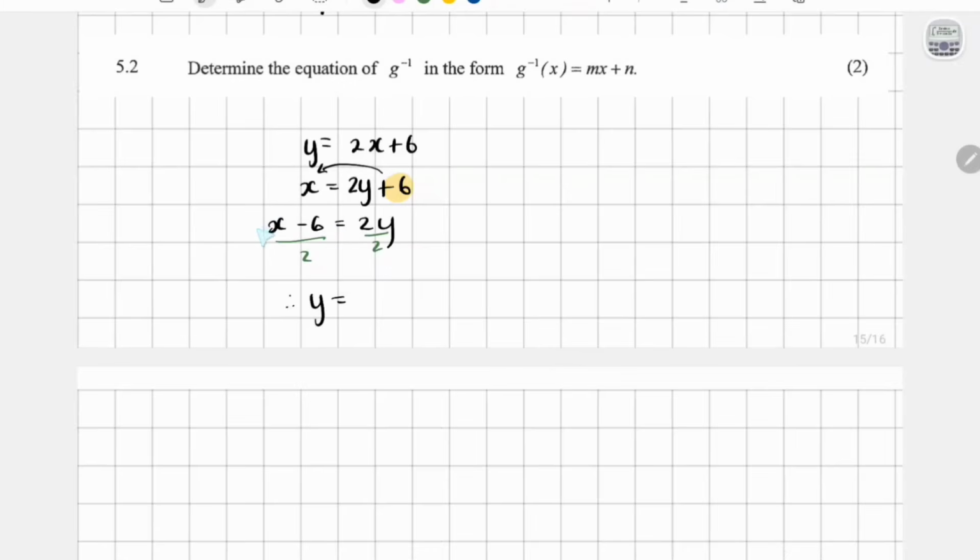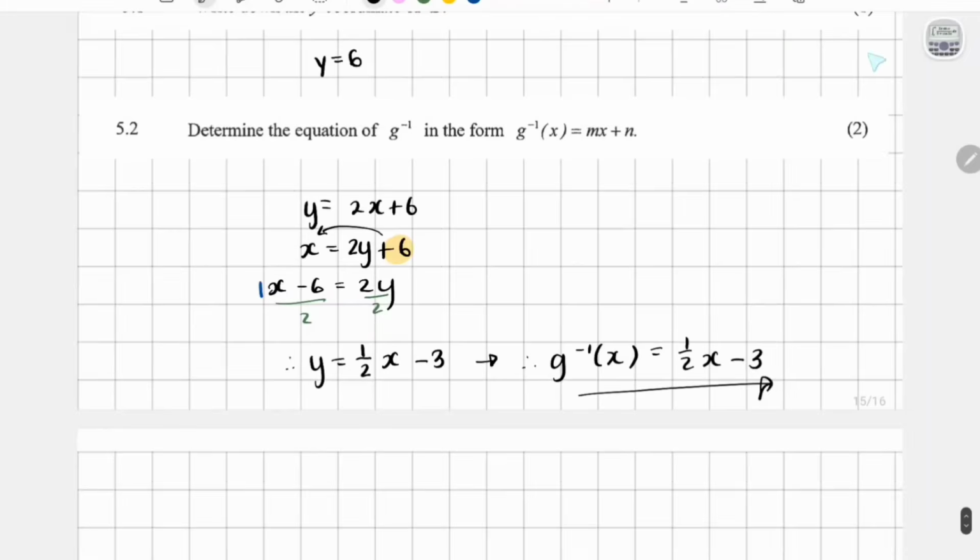Now remember, in front of the x, there's actually a number. There's an invisible 1 in front of the x. So if you look at this, this is saying 1x divided by 2. You can say the 1 divided by 2, which is just 1 over 2, and then put the x there. And then we have negative 6 divided by 2, which is negative 3. Okay, so this is the equation, but remember you need to write it in that format. So I will just leave it as g negative 1 of x. The inverse is equal to a half x minus 3. And that is our equation.